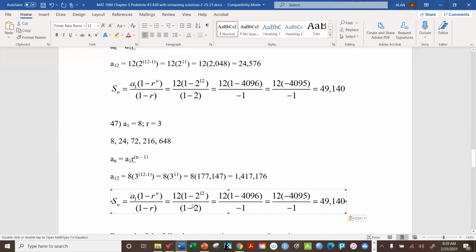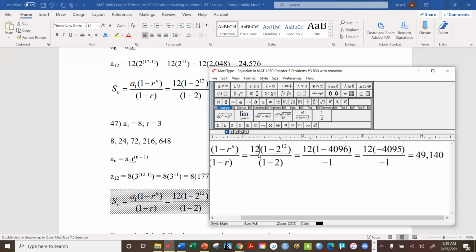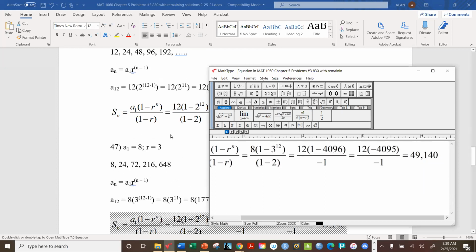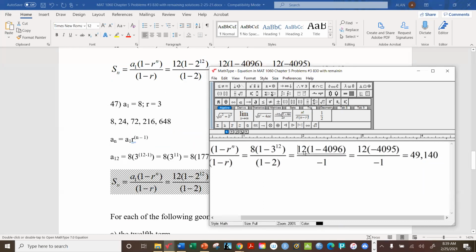So this time, the first term is 8, and the common ratio is 3. And so you've got 8 and 3 to the 12th is 531,441. Down here we'll have 1 minus 3. So this becomes minus 2. Okay.